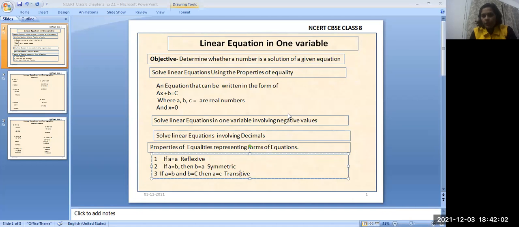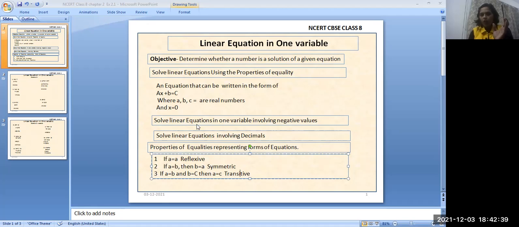Today I am going to start chapter number 2, Linear Equations in One Variable. Our objective is to determine whether a number is a solution of a given equation, and to solve a linear equation using the property of equality. Now, whenever there is an equation in the form ax plus b is equal to c, where a, b and c are real numbers and a is not equal to 0.